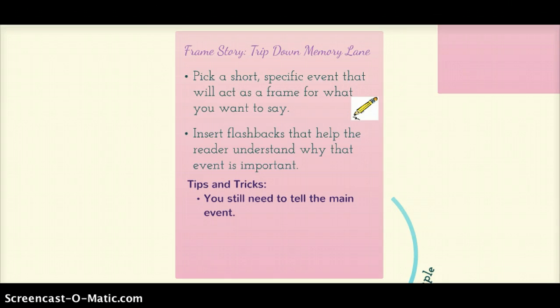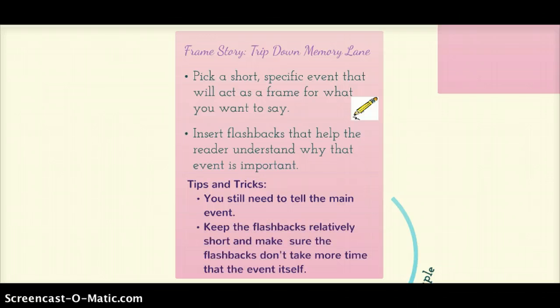Here's some tips and tricks for this style. First of all, you still need to tell whatever the main event is. That still has to be in the story. And you want to keep the flashbacks relatively short and make sure that they don't take more time than the event itself. All right, pause. Make sure you use the rule of 5 to write some of those ideas before we look at an example.